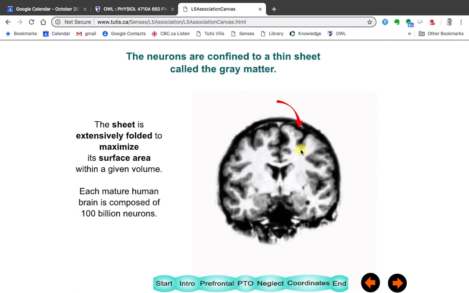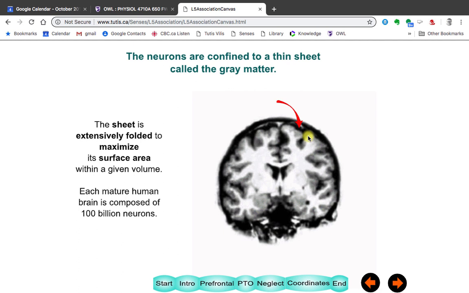And what the cortex is trying to do is pack in as much gray matter as it possibly can in this sort of circle or cylinder. And to do that, it becomes folded. That's why you have all these folds to fit as much gray matter as possible.